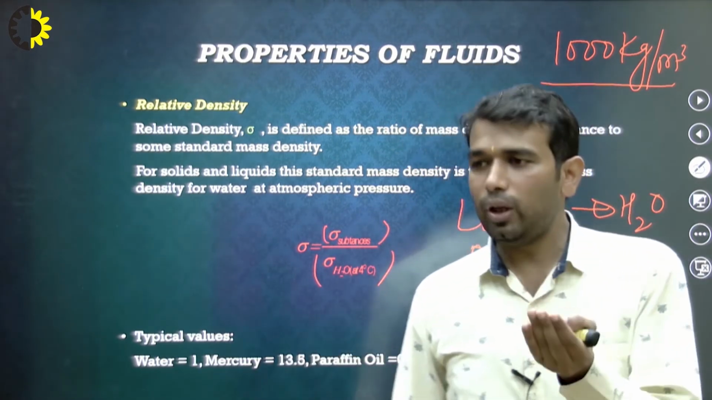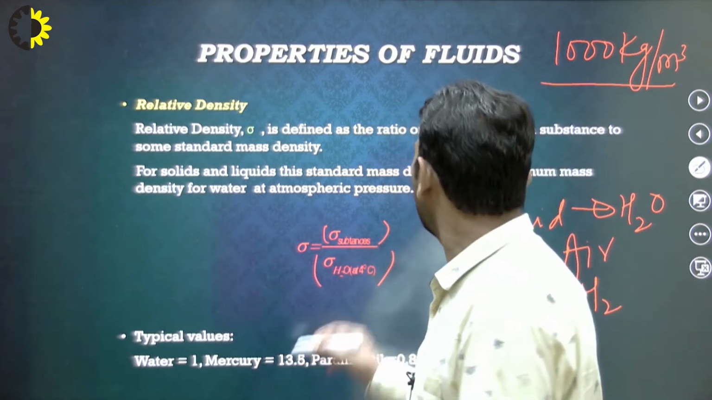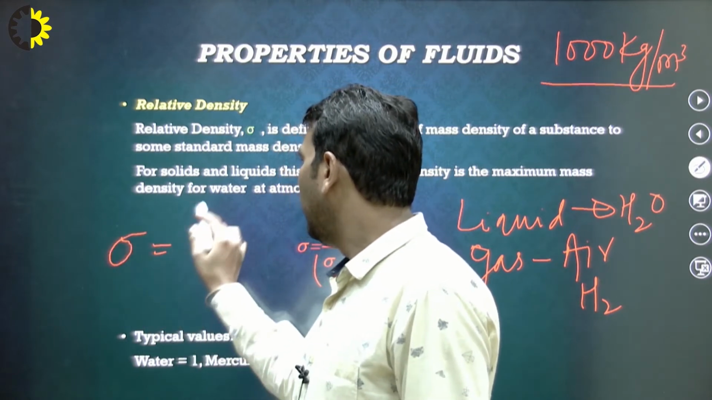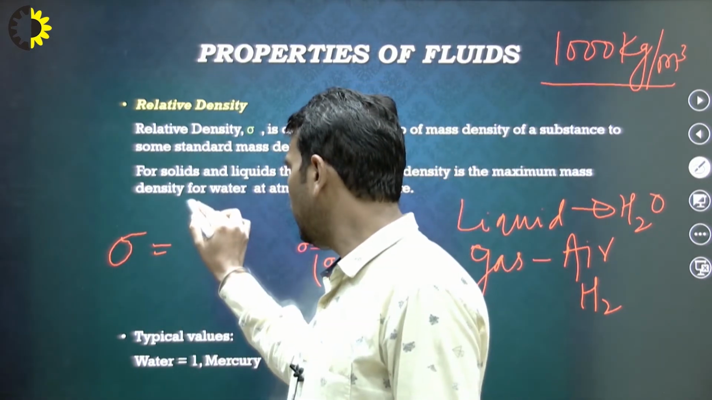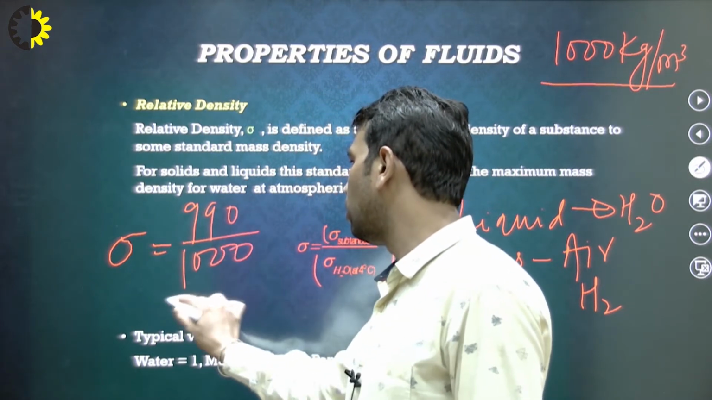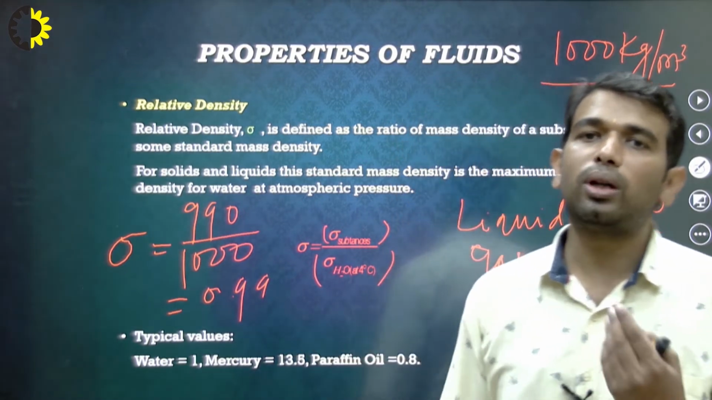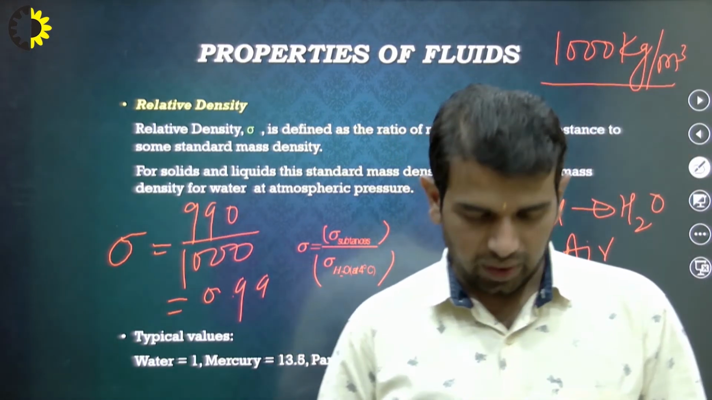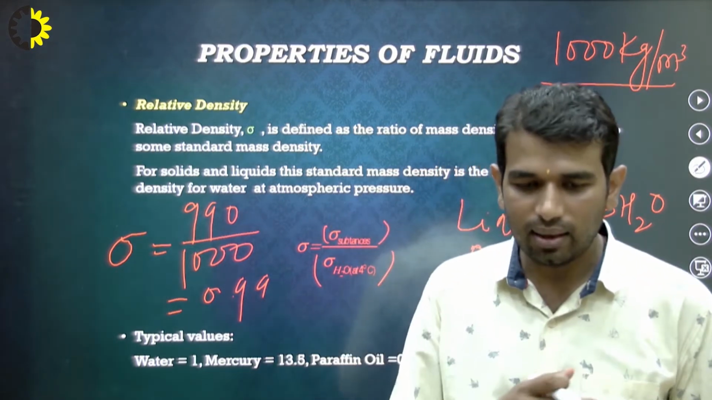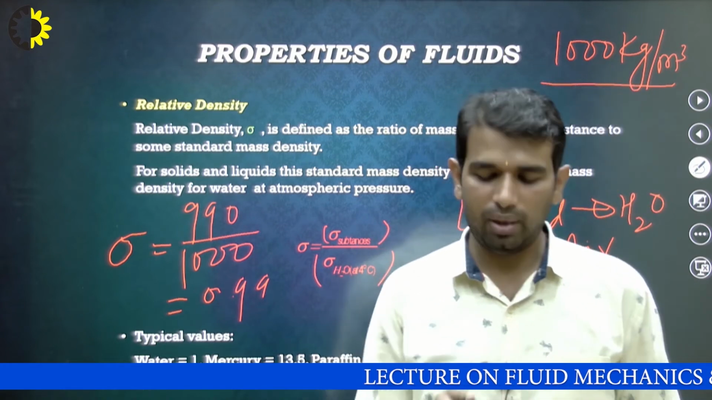So if you have any fluid whose density is 997 or 990 kg per meter cube, the relative density is the density of the given fluid, say 990, divided by the reference fluid density, 1000. That gives 0.99. So you have to understand, this is the way we compare with the reference fluid. Whether that fluid is denser or lighter compared to the reference fluid, we can find out by this parameter called relative density.